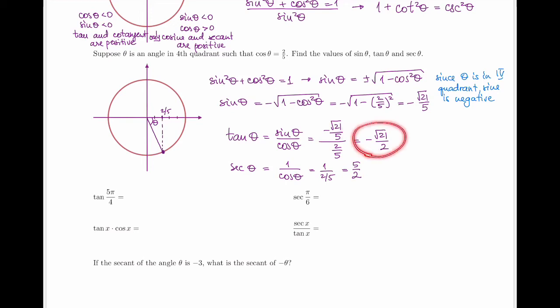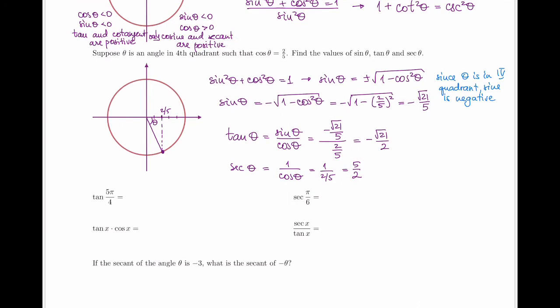Here, tangent is negative, and that is consistent with the angle being in the fourth quadrant. Secant is positive, and that is also consistent with the angle being in the fourth quadrant. Knowing the relationships between all of these trigonometric functions, of course, also allows us to both compute tangent, cotangent, secant, and cosecant at various angles, as well as to simplify various expressions. So let's start with computing some angles.